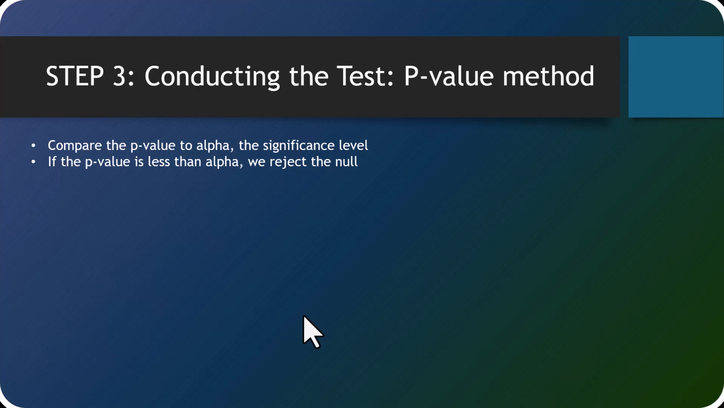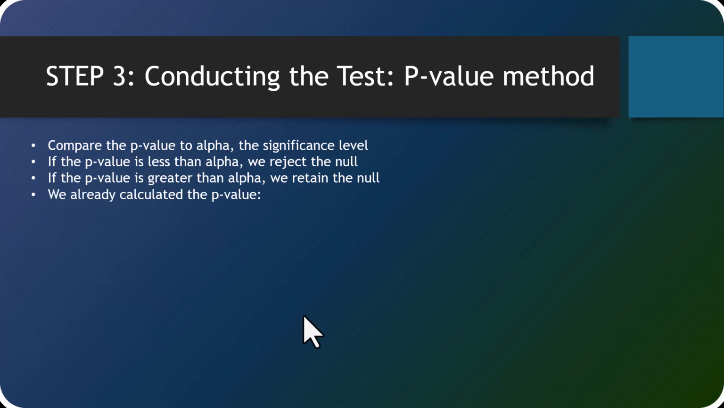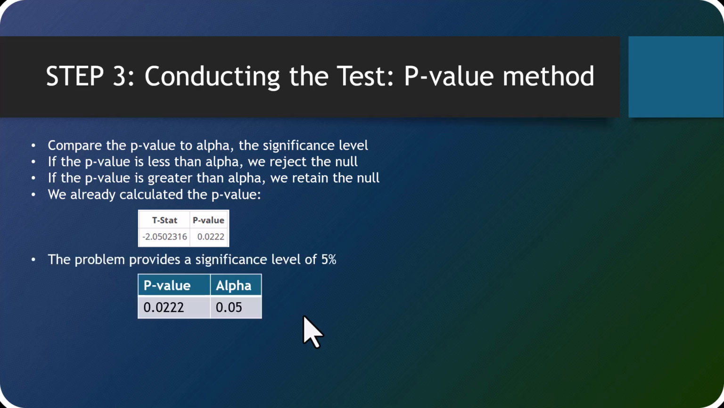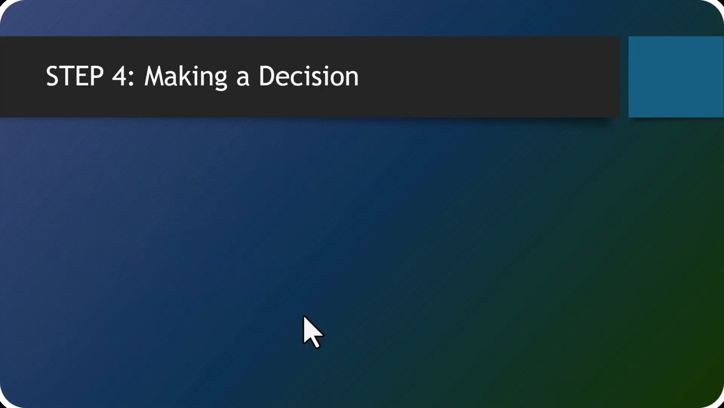Okay, so we compare the p-value to alpha, which is the significance level, and recall if the p-value is less than alpha, we will reject the null. If the p-value is greater than alpha, we will retain the null. Again, we use technology to calculate our p-value, as you can see here. When we compare our p-value of 0.0222 to alpha, we can see that the p-value is smaller than alpha, and that leads us to reject the null, which is a comfort because that's the exact same decision that we arrived at using the critical value method.